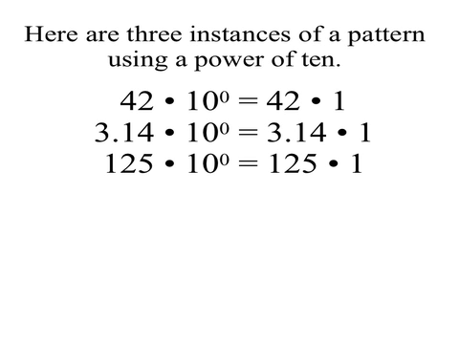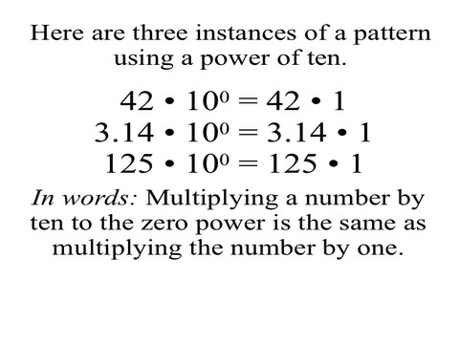42 times 10 to the 0 power is equal to 42 times 1. 3.14 times 10 to the 0 power is equal to 3.14 times 1. And 125 times 10 to the 0 power is equal to 125 times 1. In words, multiplying a number by 10 to the 0 power is the same as multiplying the number by 1.